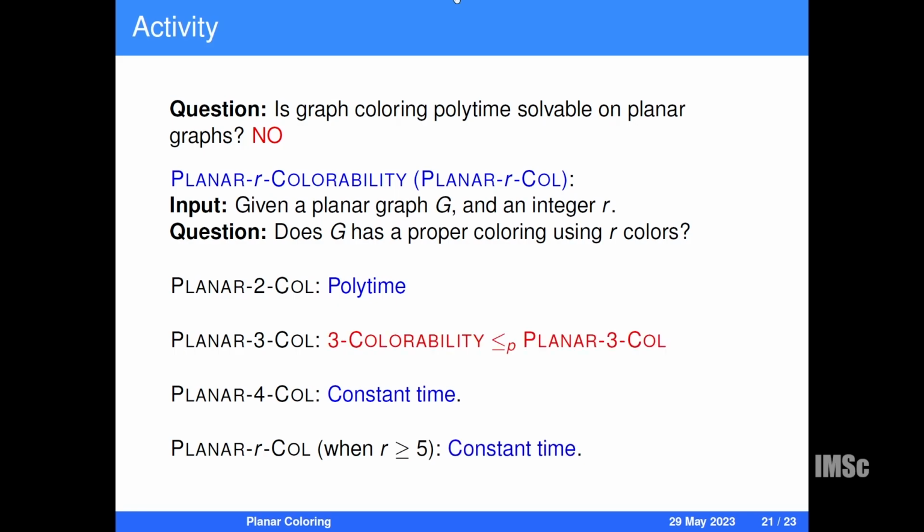Interestingly, there is this 3 coloring thing which is not in polynomial time, which makes life hard. This problem is NP hard, since it gets reduced from 3 colorability, and that's why we are not able to decide whether a planar graph is 3 colorable or not. I give you a graph and ask, is it 3 colorable? This is an NP hard problem. So for all the other values of R, we are happy, but only for this particular case there is this hardness. There is no polynomial time algorithm.